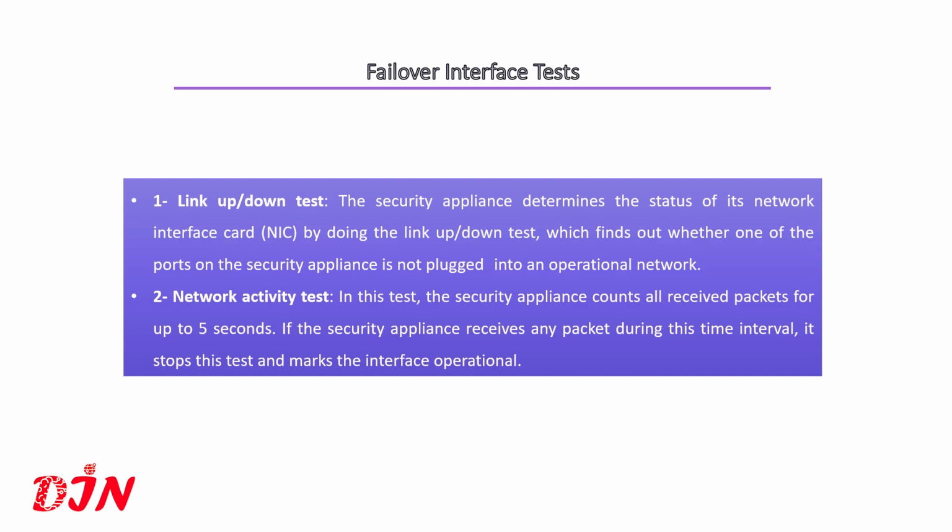Some examples of this failure include hardware port failure, unplugged cable of an interface, and failure on the hub or switch to which the interfaces are connected. If the interface passes the link up or down test, the security appliance moves to the network activity test. Number 2. Network activity test. In this test, the security appliance counts all received packets for up to 5 seconds. If the security appliance receives any packet during this time interval, it stops this test and marks the interface operational. If no traffic is received, the test is inconclusive, so the security appliance proceeds to the next test.